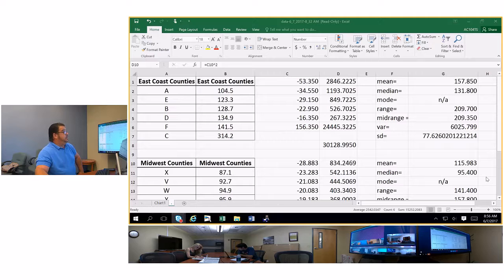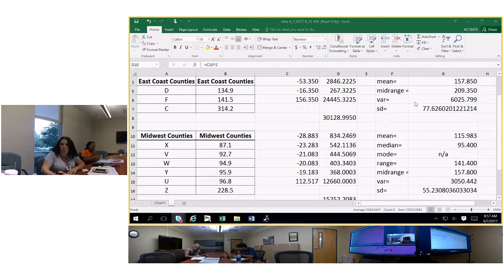Some of you may be able to look at the mean, the median, the mid-range, and be able to tell. I can tell you right now, it's not good. The numbers are all over the place. That's why you've got high standard deviations. But just go ahead and draw it out.